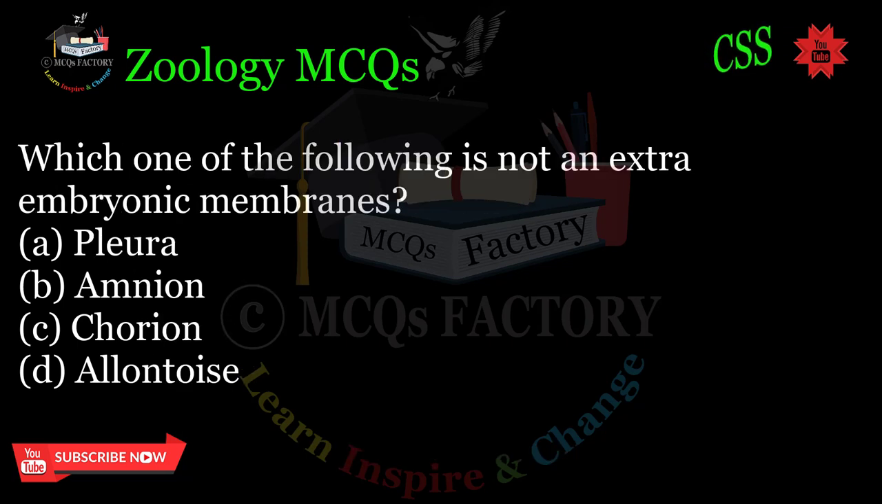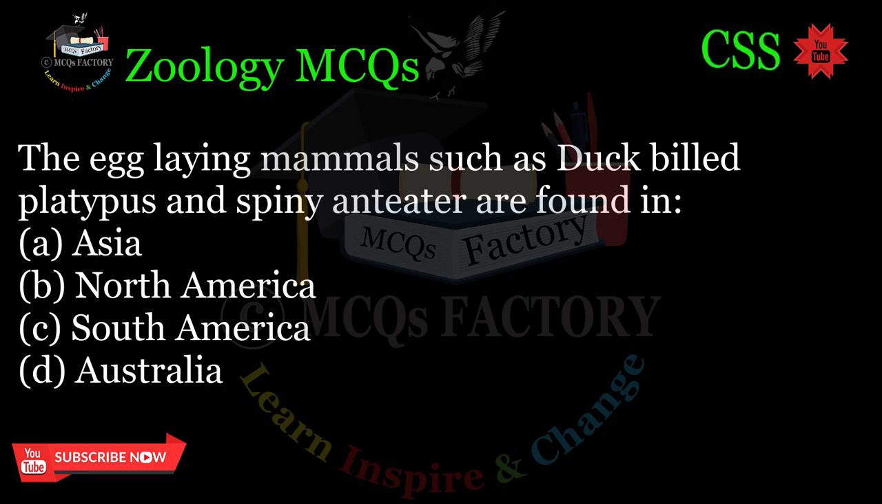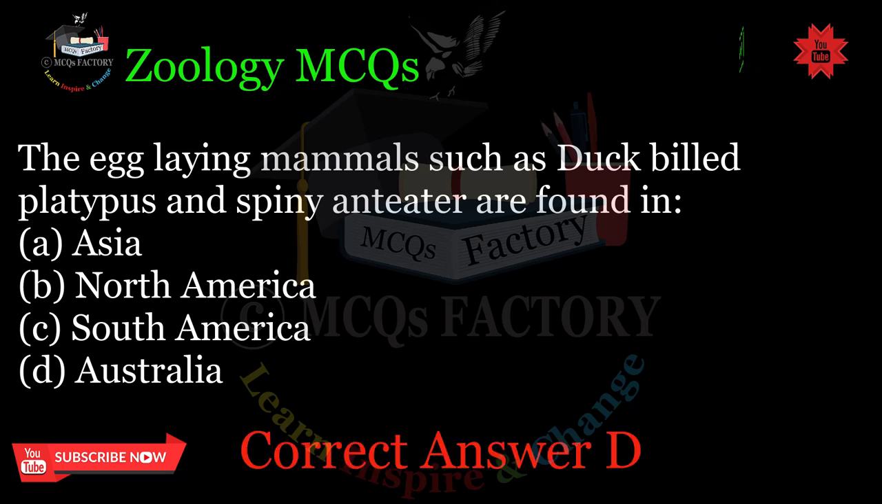Which one of the following is not an extra embryonic membrane? A. Pleura, B. Amnion, C. Chorion, D. Allantois. Correct answer A. The egg-laying mammals such as duck-billed platypus and spiny anteater are found in A. Asia, B. North America, C. South America, D. Australia. Correct answer D.